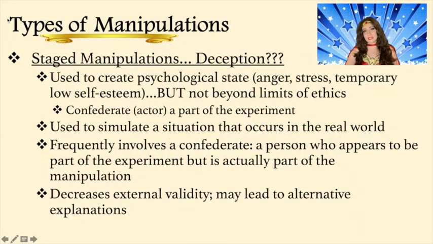Of course, you should remember that when you are using deception, it is your responsibility as the researcher to in the debriefing stage admit to the participants exactly what was going on and why you did it that way. So using stage manipulations can decrease external validity, mainly because external validity is related to generalization, and it's going to be hard to generalize to a population that didn't experience these particular Confederates, that didn't experience this specific simulation. So stage manipulations do decrease external validity, and they may also lead to alternative explanations.